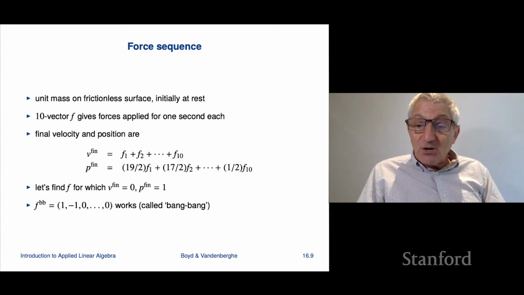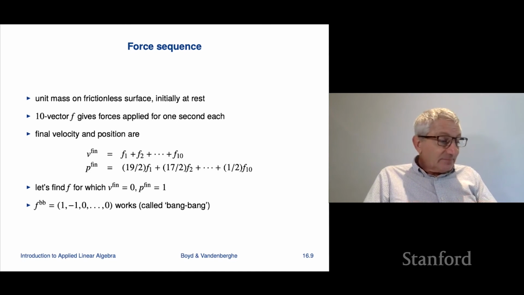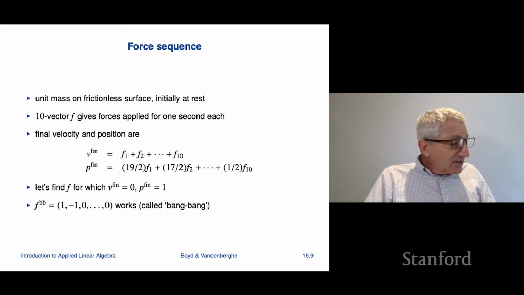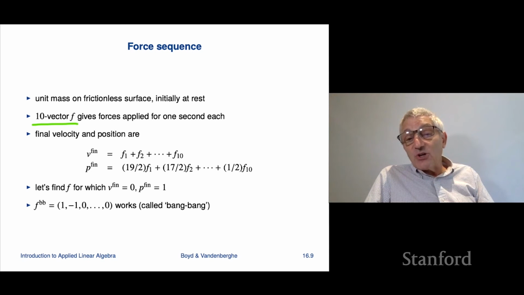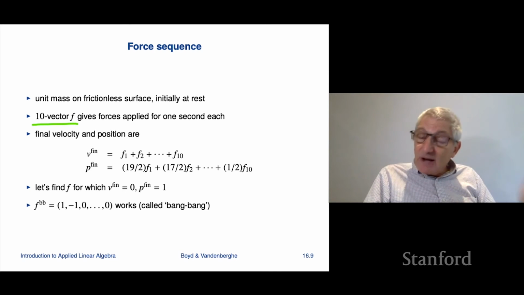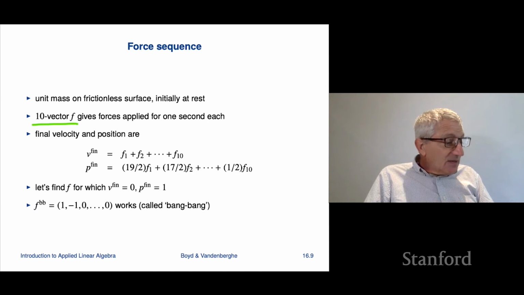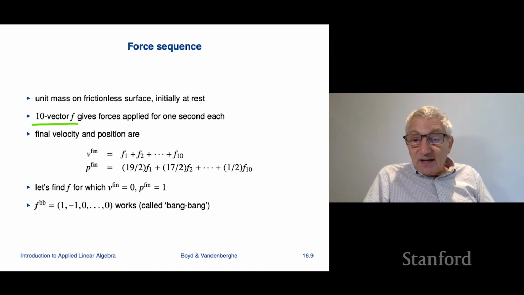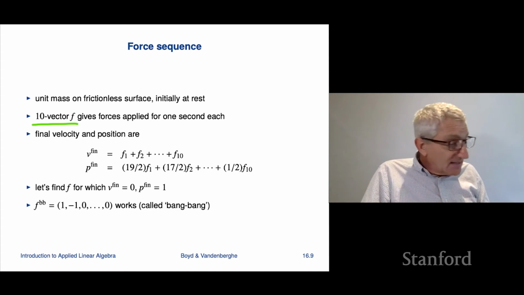Very simple example. So I have a unit mass on a frictionless surface, and it's initially at rest. And then what we're going to do is we're going to have a 10 vector, F. We're going to apply to that mass a force on it, each one for 1 second. So we'll apply the force F1 in newtons to this mass for 1 second. Right at 1 second, we're going to switch to the force F2 and that sort of stuff. Now, if you'd like to know what the final position and velocity are after the full 10 seconds, it's this.